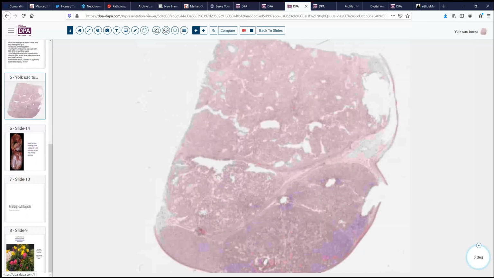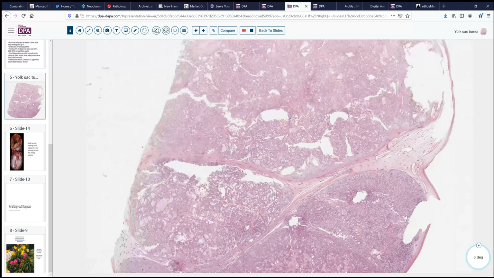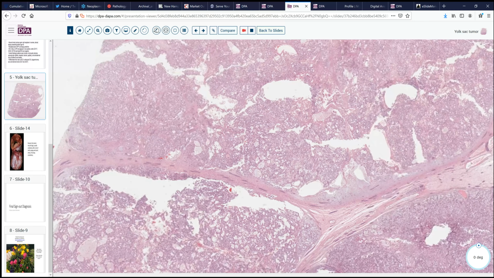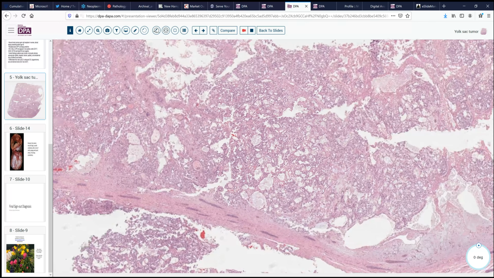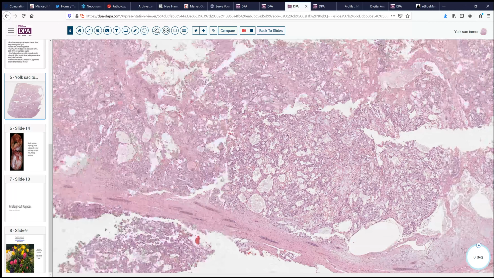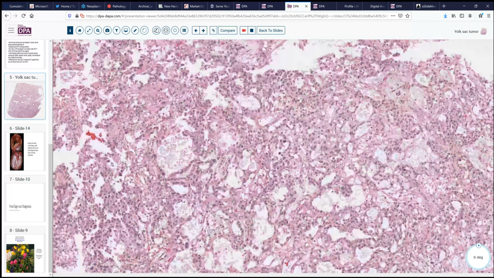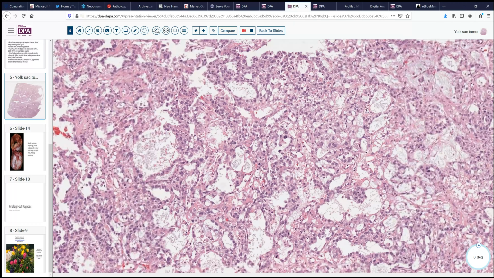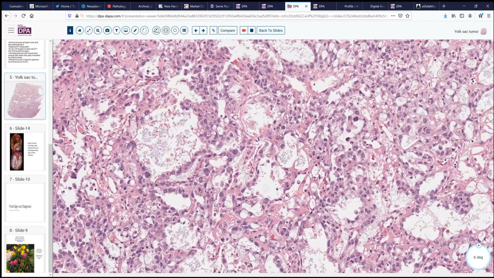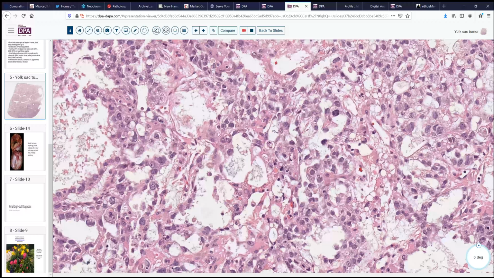Of course, yolk sac tumors are not unique to the ovary. They also occur in males. And here's a nice example from the testis. And as you can see, this again has this microvesicular pattern, polycystic type of change. In this particular case, however, we do see a greater degree of nuclear pleomorphism. As you can see here, these nuclei are a little bit more open and variable, some larger ones.